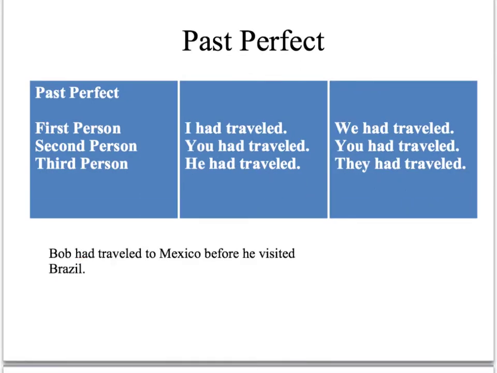We can also have a past perfect. Notice that the helping verb has now changed, although the past tense form of the verb travel is still used. Instead of have, now we have had. I had traveled. You had traveled. Notice the example below. Bob had traveled to Mexico before he visited Brazil. Bob had traveled. Past tense version of traveled with the helping verb had creates the past perfect.